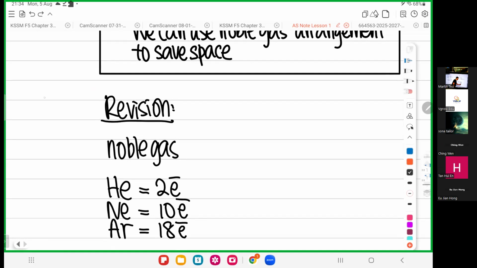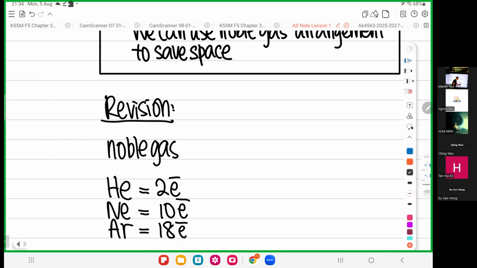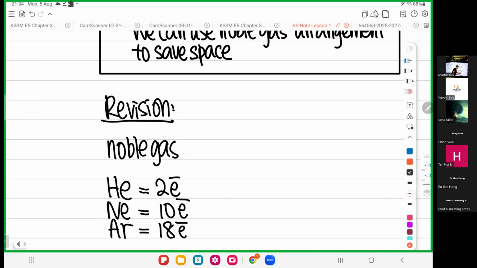You don't even need to memorize. I just need to look at the proton number. Helium is 4 and 2, so it's 2. Neon, here you can see, this is 10, for example, and 20. You can really go and see the proton number. So you know already, helium, neon, and argon are noble gases, and this is the number of electrons they have. Now, how are we going to save some space?